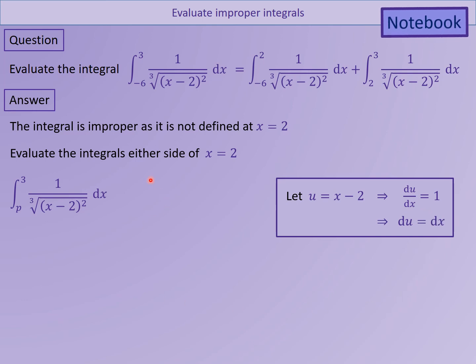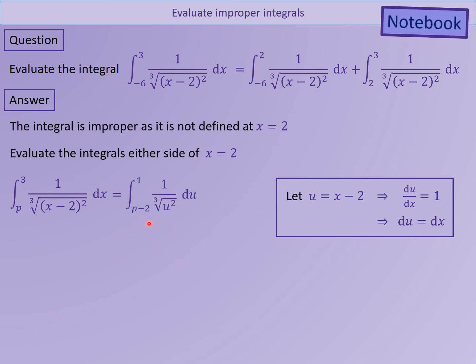So therefore, all I'm solving then is u to the power of minus 2/3. I'm also just being very careful because now that I'm dealing with it as du, not dx, I'm changing that to p minus 2 because the x value was p. So be careful with your substitution.